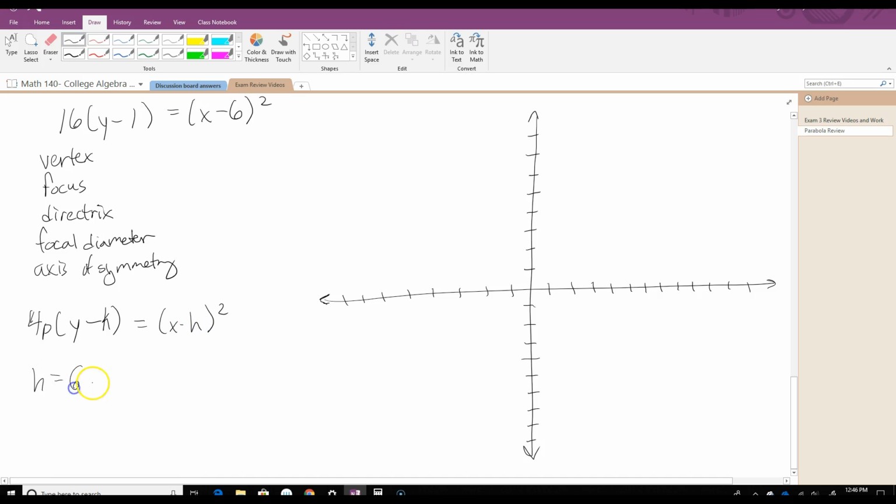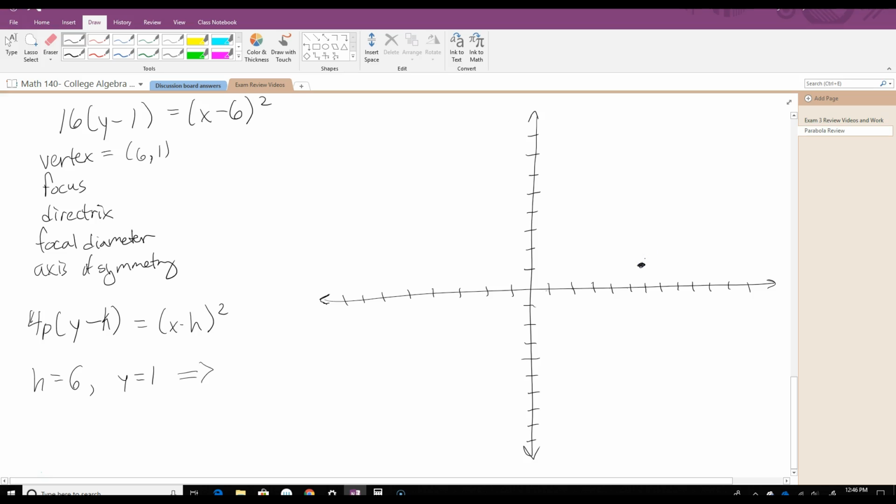So h equals 6 and k equals 1. Take that directly from the equation. Okay? That means that my vertex is going to be (6, 1). Yep, (6, 1). So I'll do that: 1, 2, 3, 4, 5, 6. There it is, (6, 1).